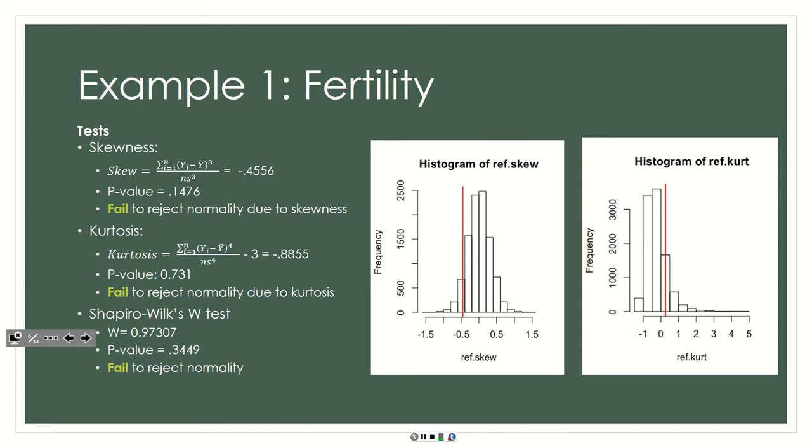Then in R, you can just do the Shapiro-Wilk W test, and with that I got a W statistic of 0.97 and a p-value of 0.35. So again, I just failed to reject.